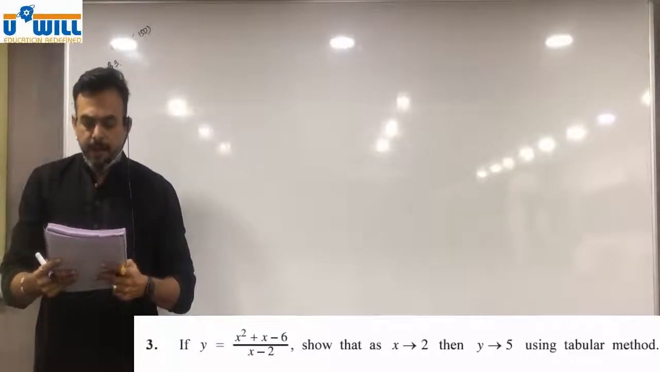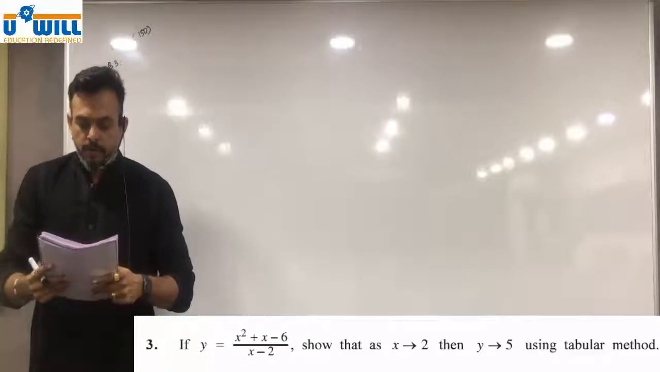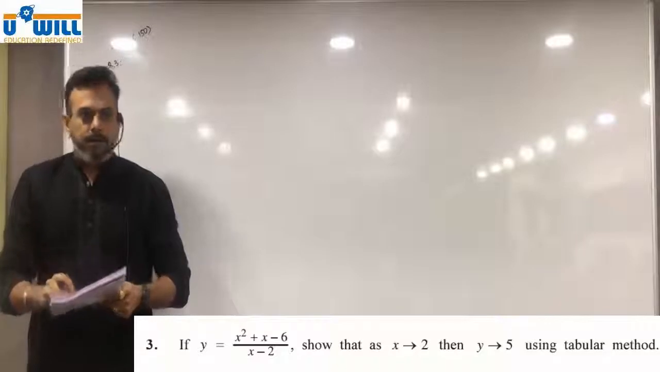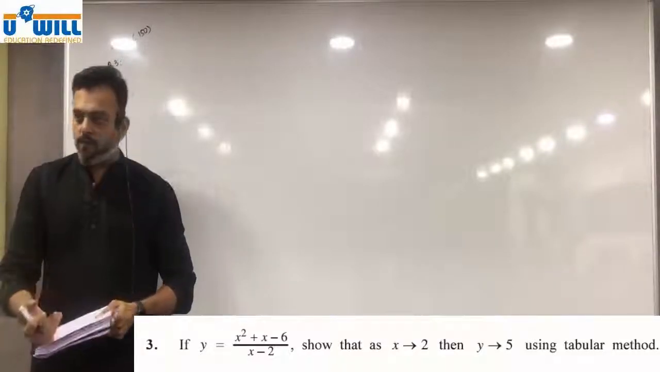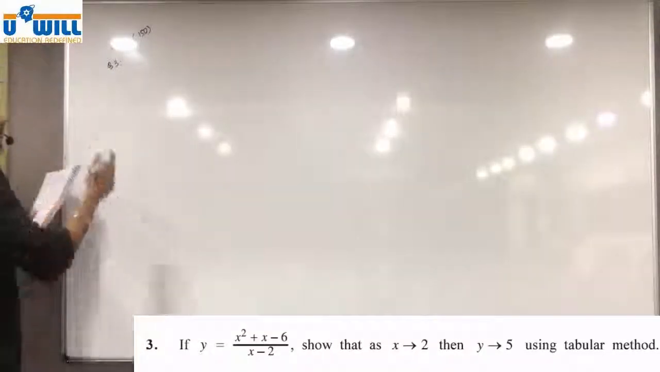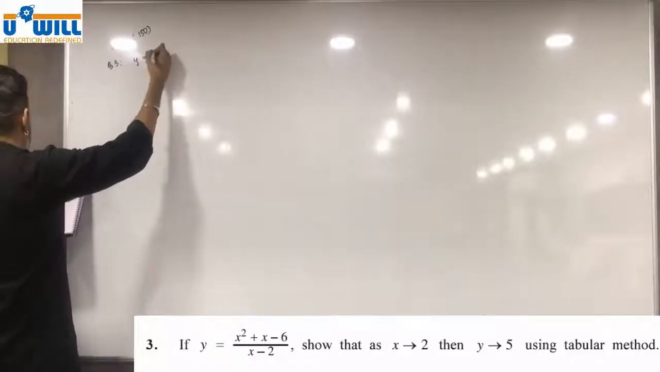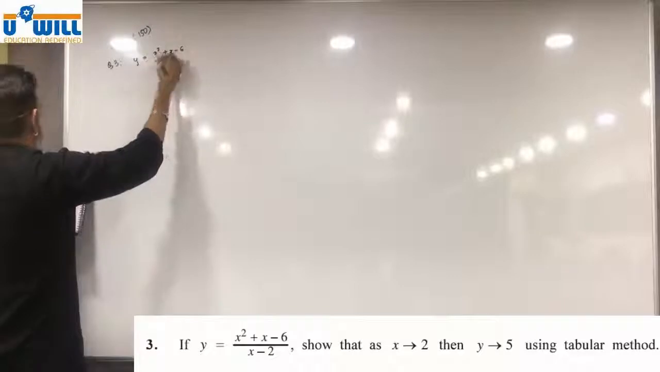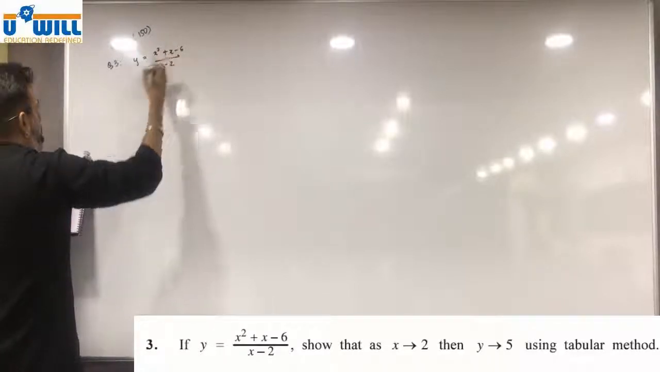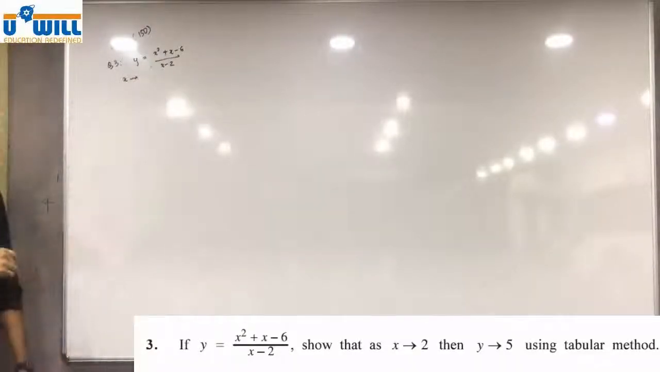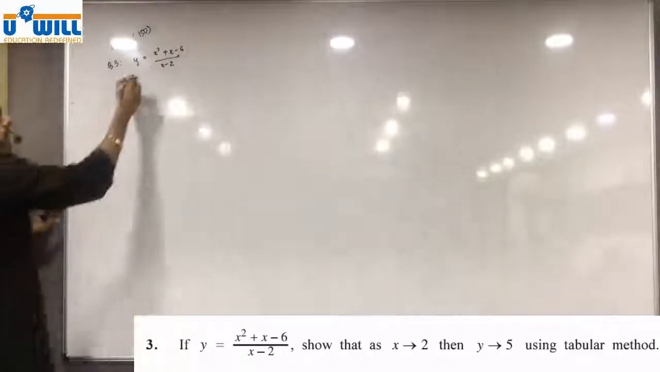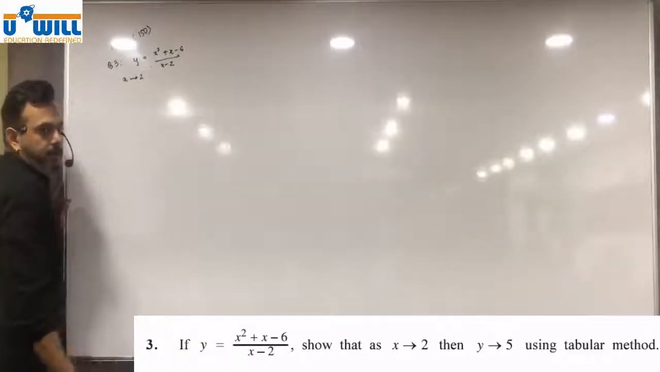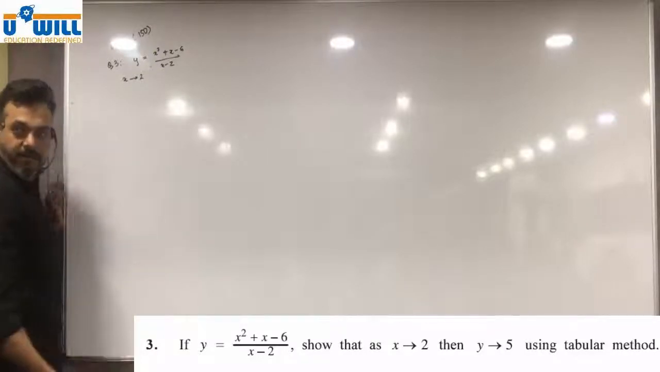Question 3. If y is equal to x square plus x minus 6 upon x minus 2, show that as x approaches 2, then y approaches 5 using tabular method. So just like a normal sum, we have to solve it. y is equal to x square plus x minus 6 upon x minus 2, x approaches 2. Directly, first put 2 and see, 0 upon 0 comes. So we have to factorize.